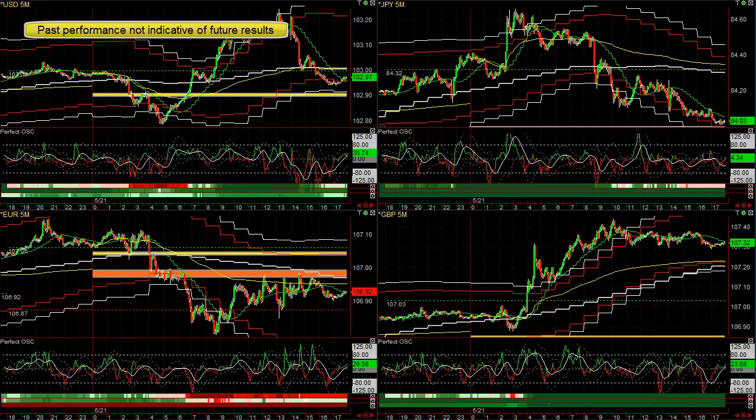This is our Forex blog for May 21st, 2014, and I'd like to show you a couple of the best ways of using our software to find the best trading opportunities and make money trading. These are our currency indexes, which let you see visually what each individual currency is doing.